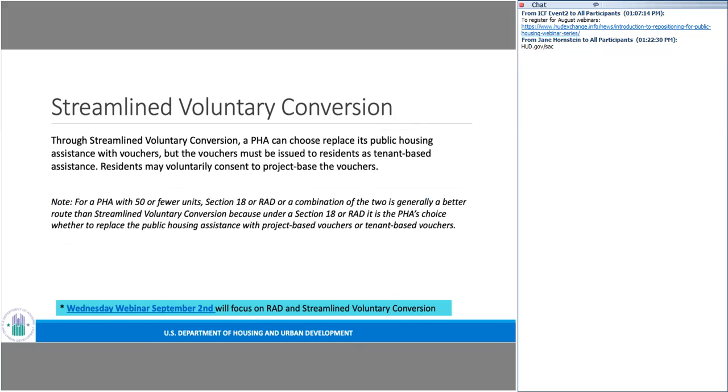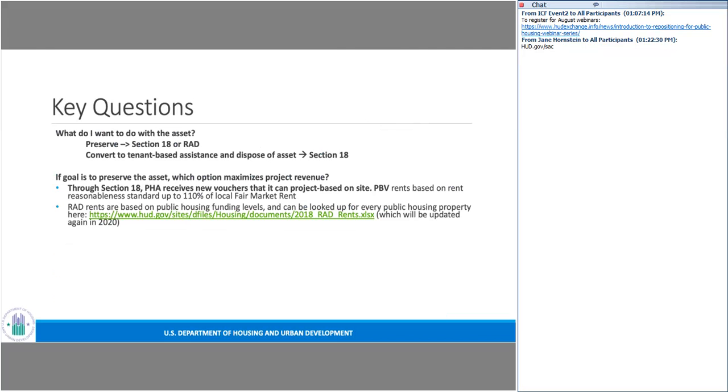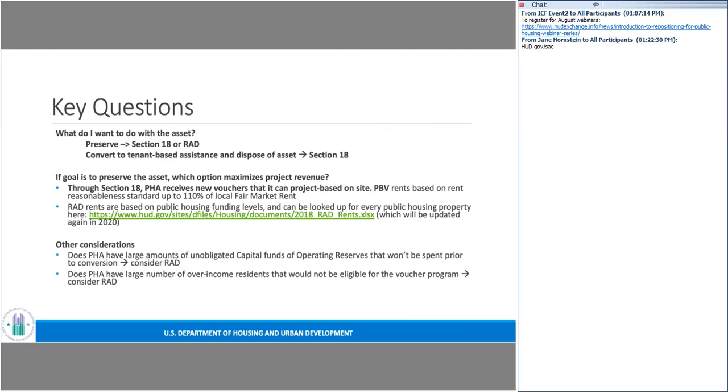Again, on September 2nd, we're doing a full webinar on that, but wanted to draw this to everybody's attention as a possibility. It is available, particularly if you're looking to get the vouchers into the hands of the residents and get rid of the real estate. There's some real value in streamlined voluntary conversion. Okay.